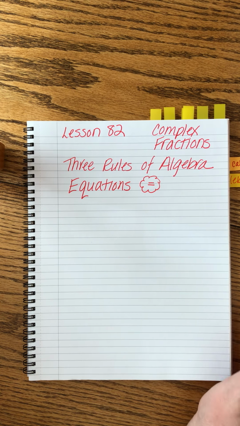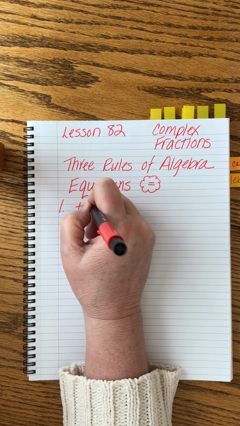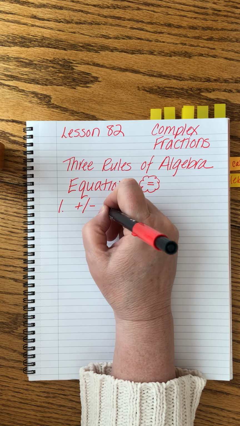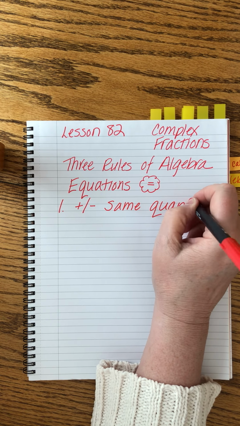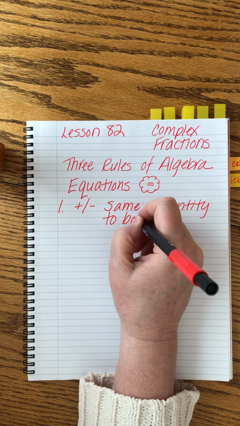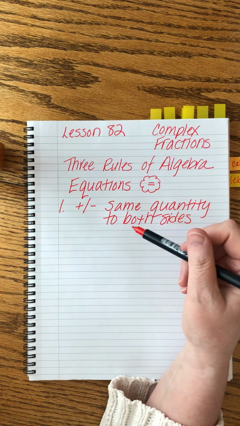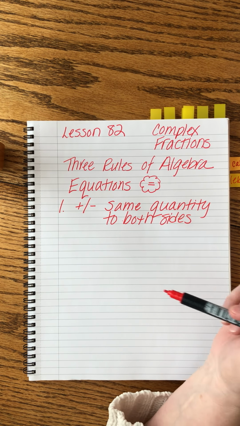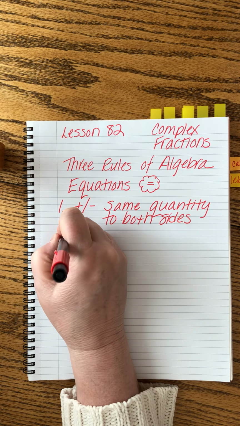sign. Okay, the first rule is that you can add or subtract the same quantity to both sides. Right? And we do that all the time. We call it swimming fish, right? You can move the numbers back and forth across the equal sign. All right, so that's easy.